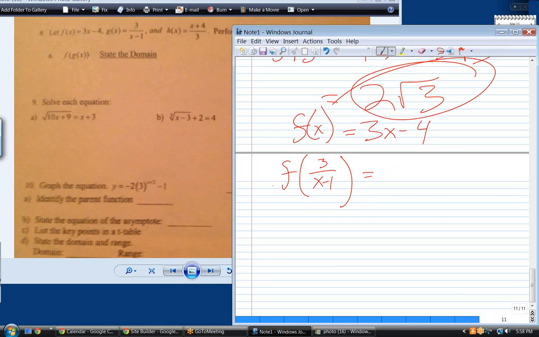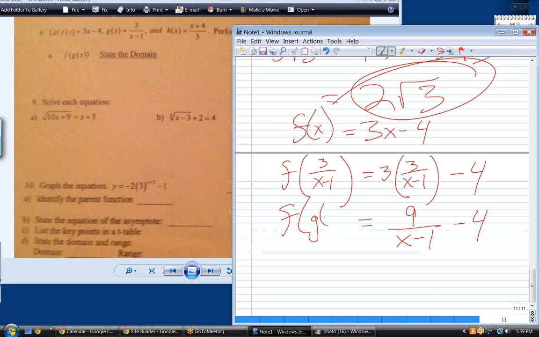So what is f of 3 over x minus 1, or what is f of g of x? In other words, it's 3 times the quantity 3 over x minus 1. This is the part I would like to hear you state so I know you're doing it right. So that's 9 over x minus 1 minus 4. So that's f of g of x. Notice that they're not inverses of one another. We didn't get x. If they were inverses of one another, we would have had to get x as an answer.